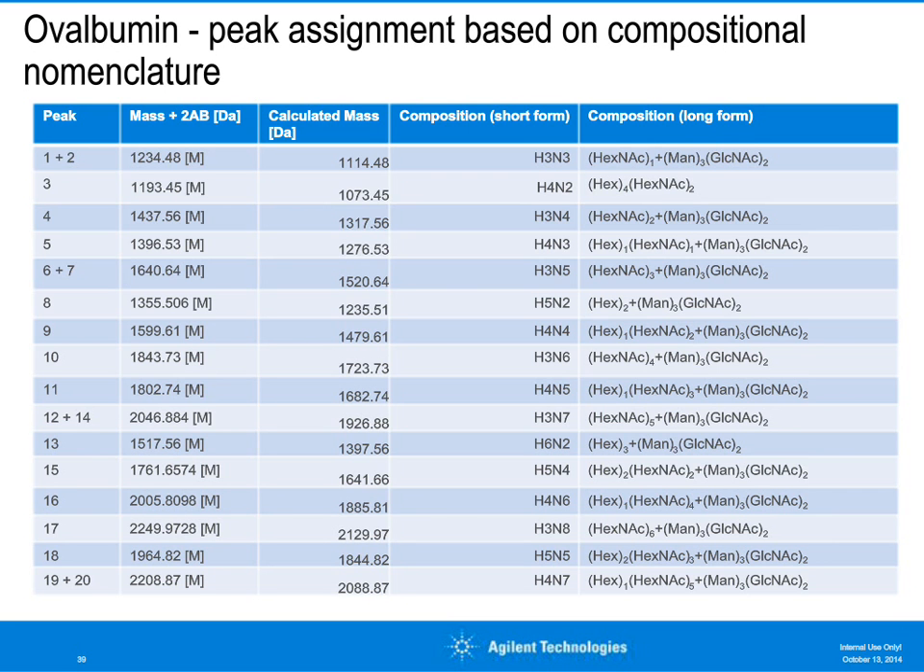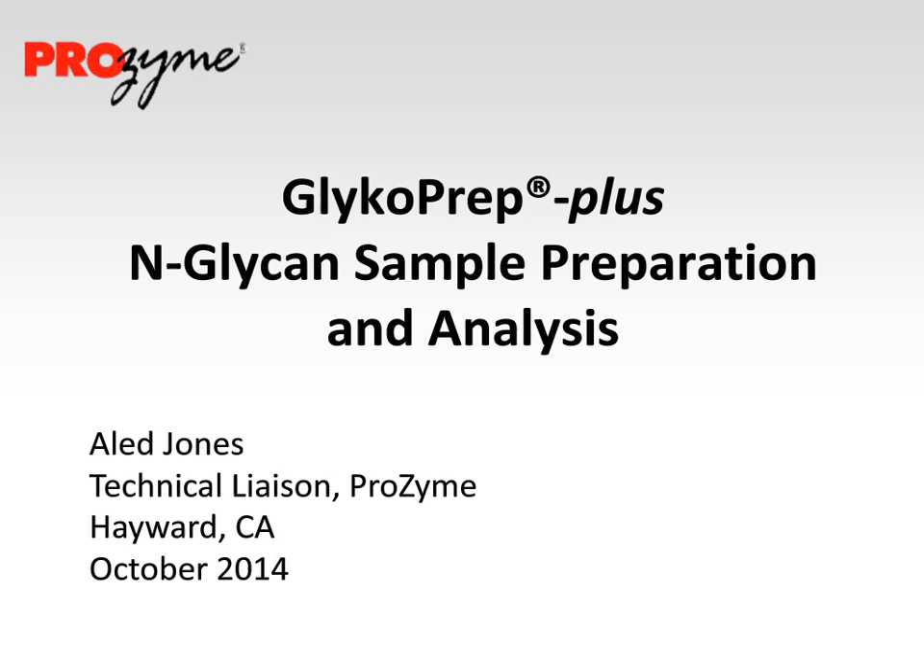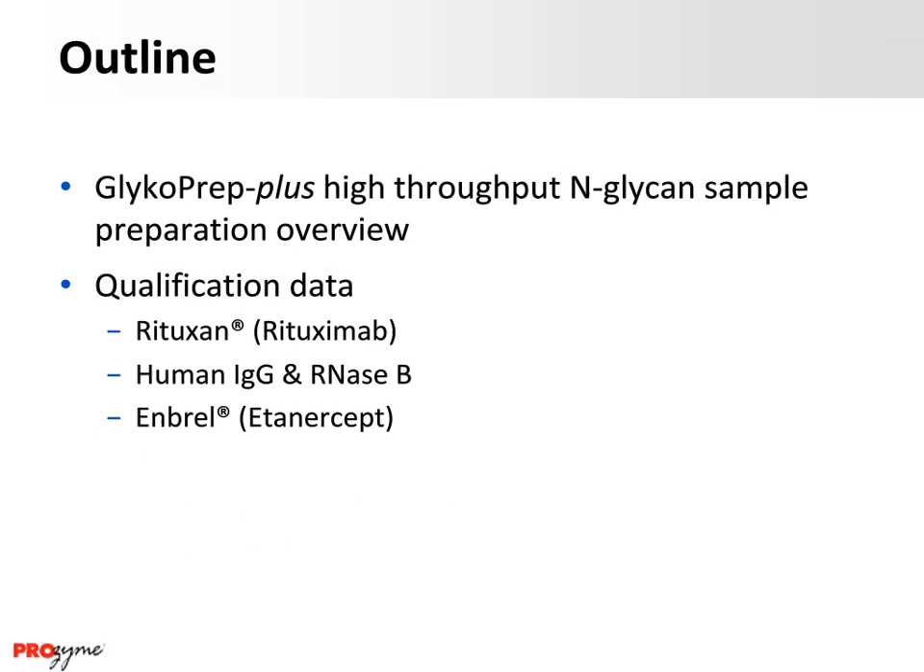Thanks, Sonia. In the last segment of this webinar, I'd like to discuss ProZyme's GlycoPrep, a sample preparation platform for N-glycans as automated on the Agilent AssayMAP Bravo liquid handler. I'd like to give a brief overview of this N-glycan sample preparation system, and then show you some qualification data using a number of different glycoproteins, so Rituxan, a human IgG and RNase B mixture, and also N-brel.